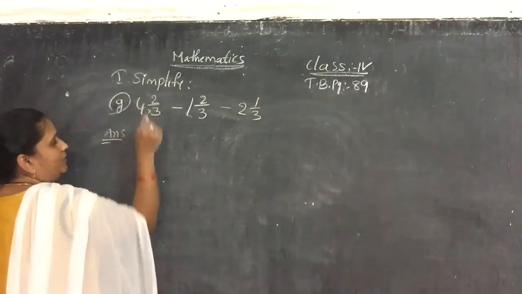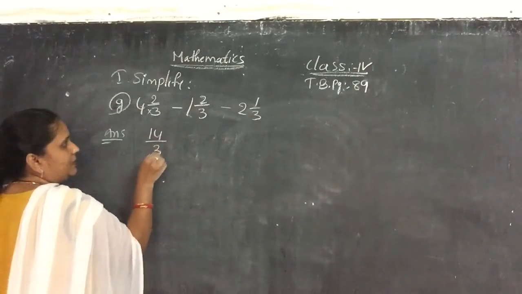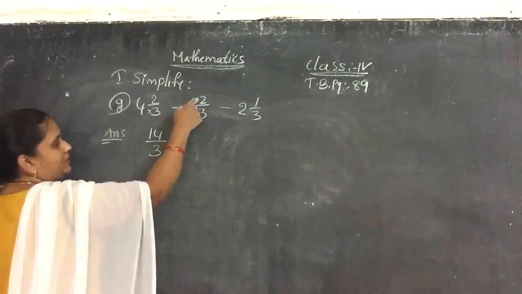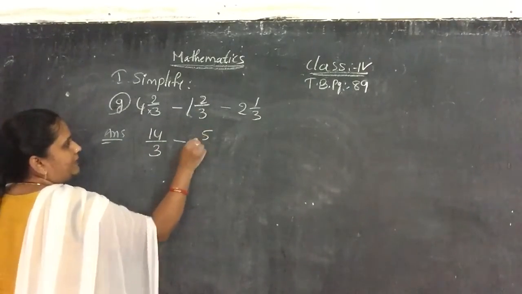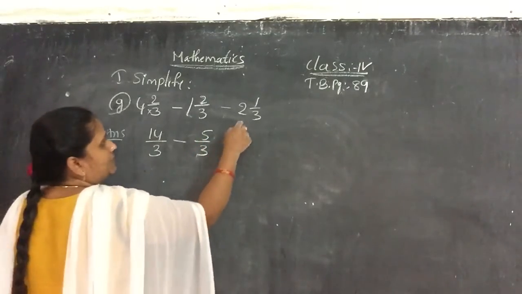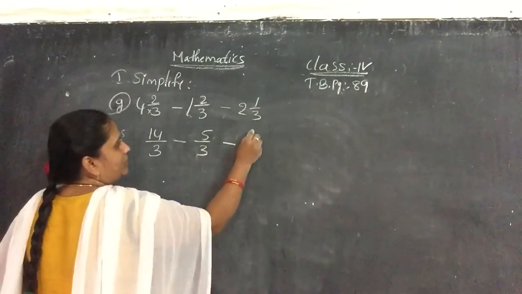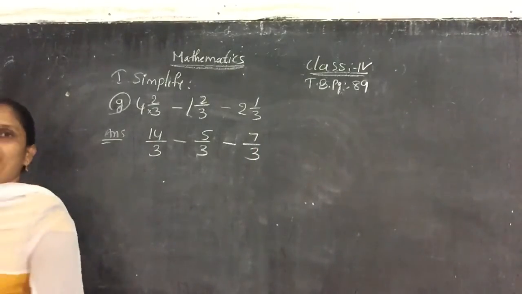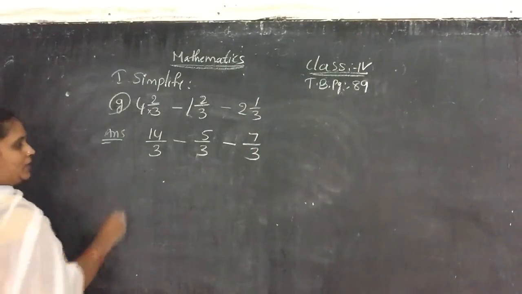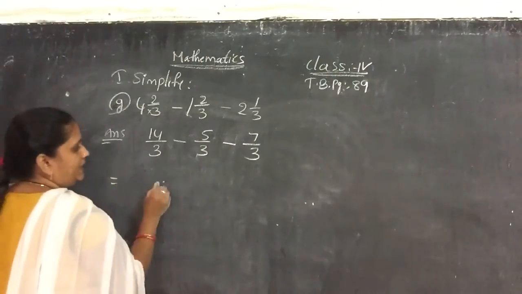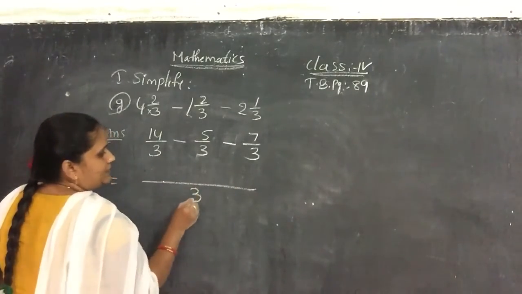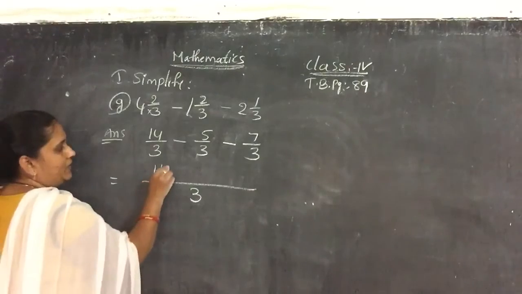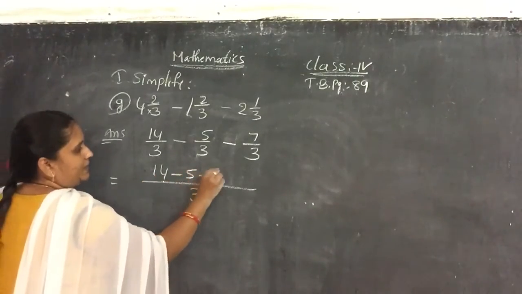So if you convert the mixed fractions into improper fractions, you will be getting 4 threes are 12, 12 plus 2 is equal to 14 by 3, minus 1 three is 3, 3 plus 2 is equal to 5 by 3, minus 2 threes are 6, 6 plus 1 is equal to 7 by 3. If you observe here, all are minus symbols only, children. Okay, and the denominators are same. So write the denominator 3 and 14 minus 5 minus 7.